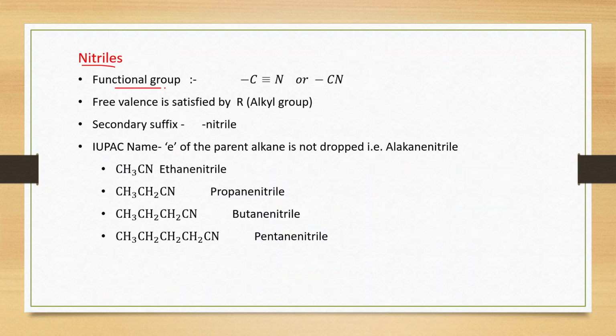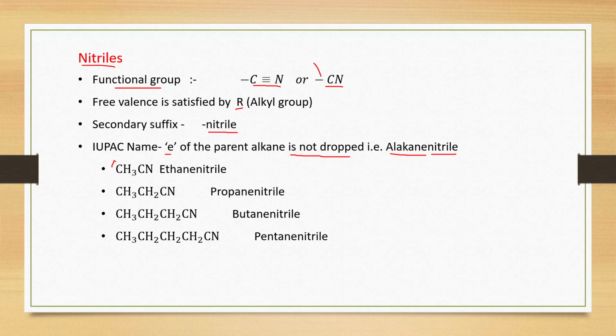Nitriles. Functional group is C triple bond N. This may also be written as CN. This free valency of carbon is always satisfied by the alkyl group R. Secondary suffix is nitrile. But again remember, in this case, e of the parent alkane is not dropped. So we will write alkane nitrile.